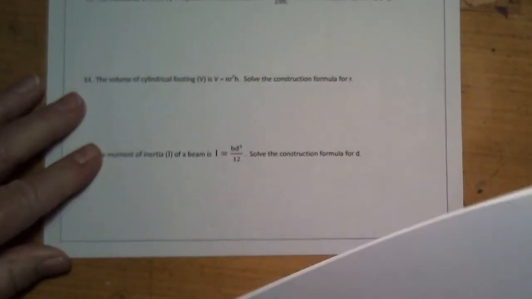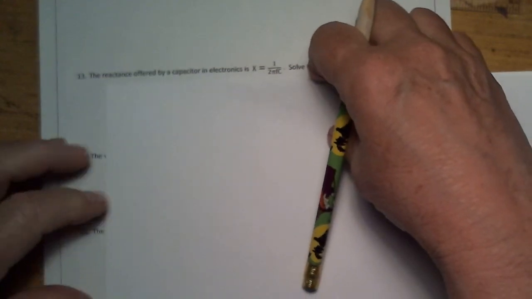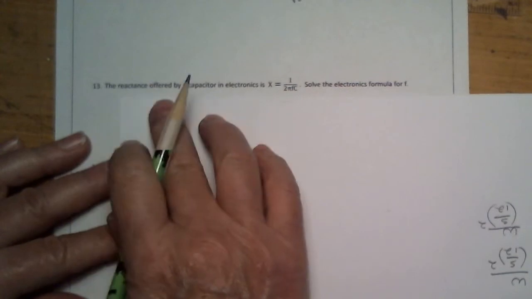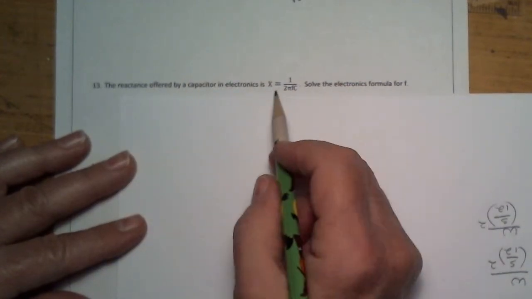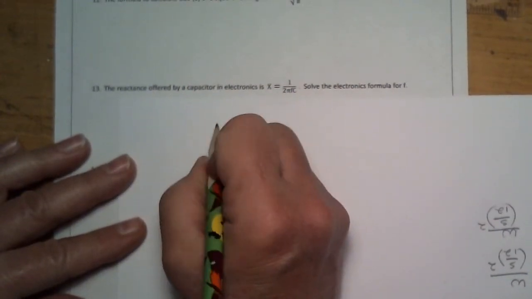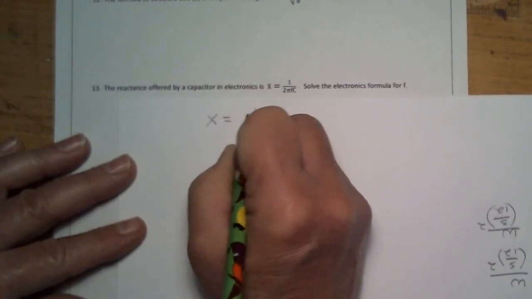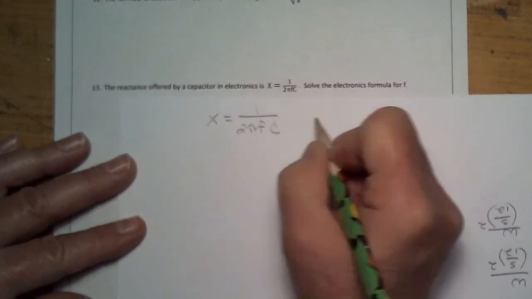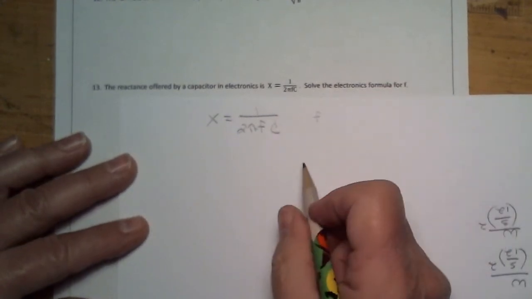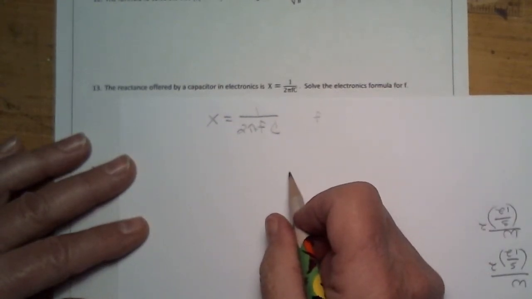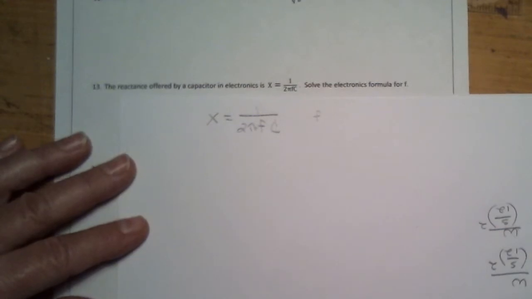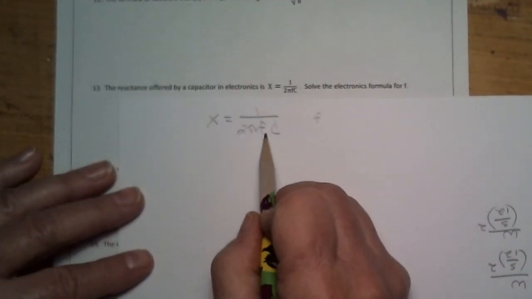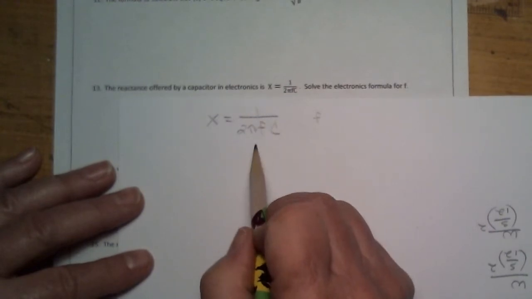Okay, let's do number 13. Capacitor formula, reactance offered by a capacitor in electronics, that formula. So I have X is equal to 1 over 2 pi, we've dealt with this guy before, C, and I'm going for baby F. Baby F. Okay, we're going to make this really easy. In order to get him, I'm after this fellow right here. Don't like him in that location.